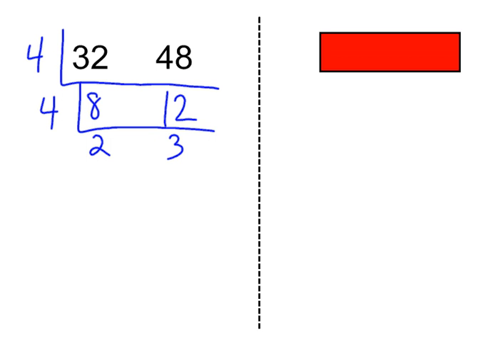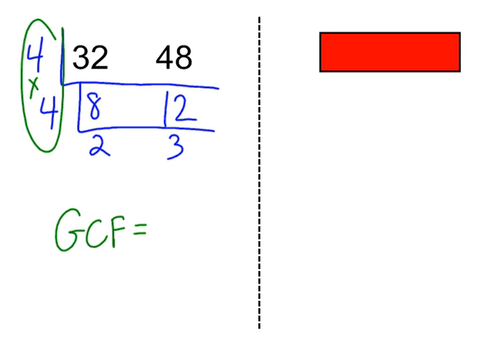And nothing will go into 2 and 3 except 1. So we're finished. So what do we do? Well, we take our side numbers and we multiply them. So the GCF of 32 and 48 would be 16.